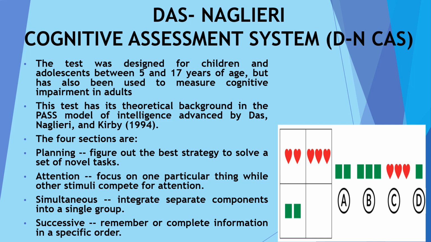Next is the Das-Naglieri Cognitive Assessment System. It is developed as an alternative to the IQ test. The Das-Naglieri Cognitive Assessment System measures the test taker's cognitive ability. The test was designed for children and adolescents between 5 and 17 years of age, but has also been used to measure cognitive impairment in adults.